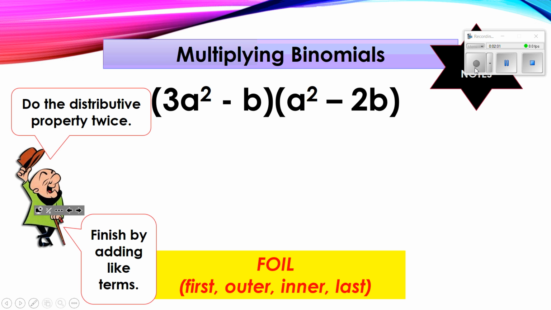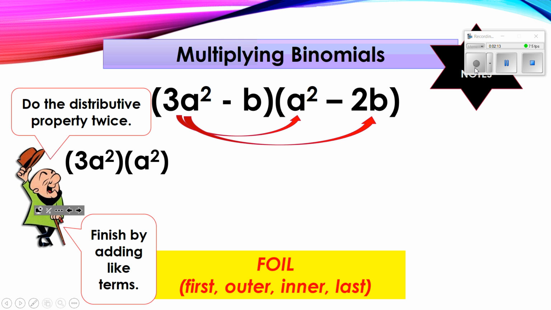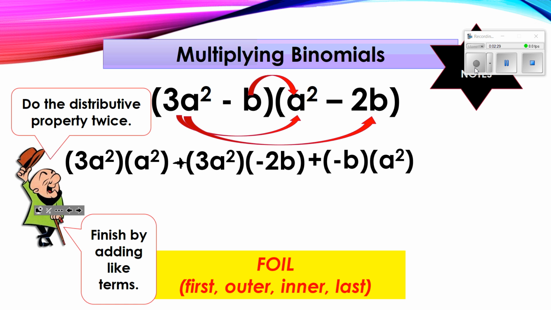Another example, we're going to practice this again. We're doing FOIL, or the distributive property, twice. So in the first, we're going to do the first terms, which gives us a 3a squared times a squared. And then we're going to do the outer terms, pardon me. And when we do that, this would be a plus sign. We have a 3a squared times a negative 2b. Then we're going to do the inner terms, and we're going to multiply a negative b times an a squared. Then we're going to do the last terms, and we're going to multiply a negative b and a negative 2b.